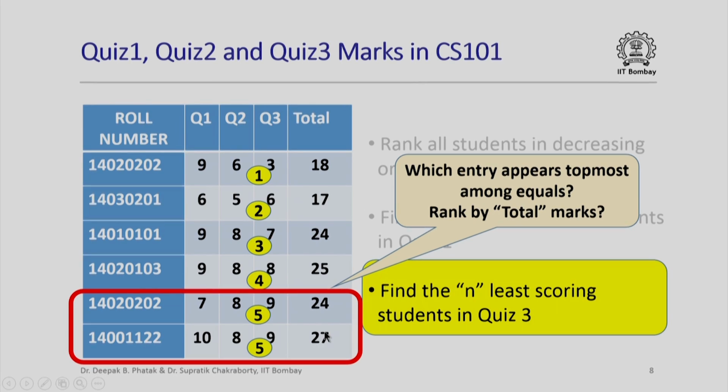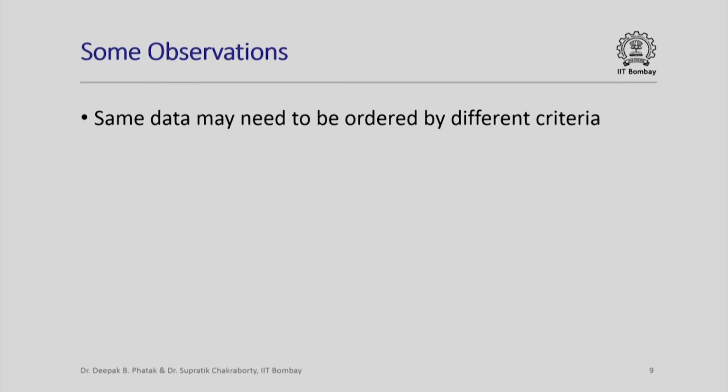So if you think about this example that we just looked at, here are some observations. We had the same data, which is basically marks of different students in quiz 1, quiz 2, quiz 3, and the total of these 3 quizzes marks. But the different questions that we asked required us to order them by different criteria.